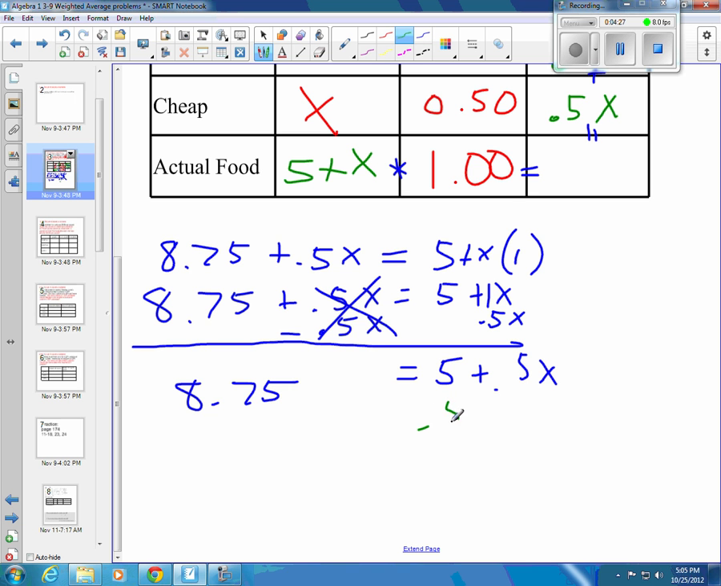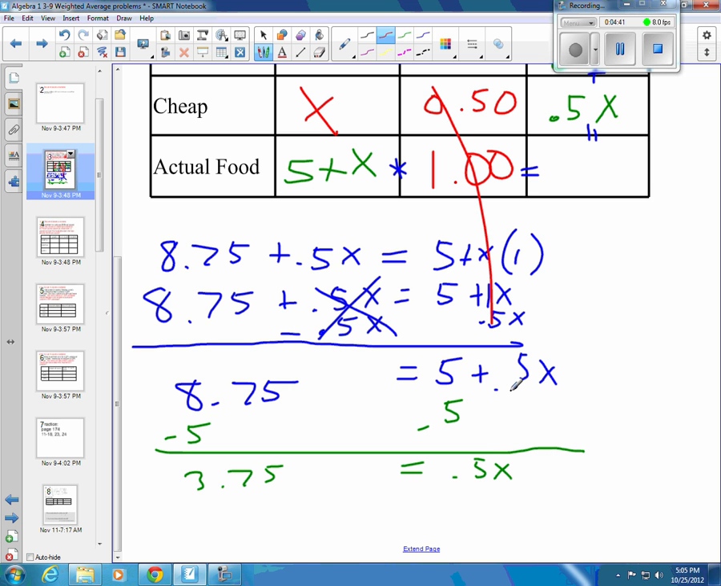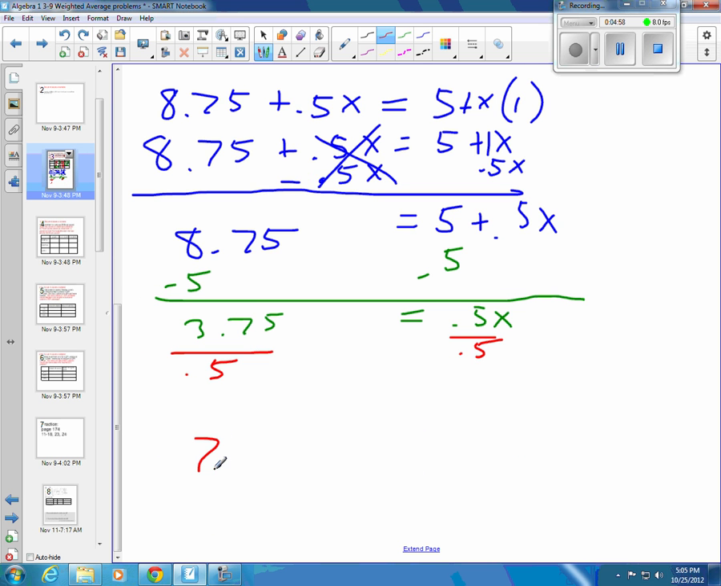Then I'm going to subtract my 5 from both sides. Make sure I line up my decimal. So that's going to be 3.75 is equal to 0.5x. And the last thing I want to do is get the x by itself. So I could divide by 0.5, because 0.5 is being multiplied by that. Whenever I divide by 0.5, I take 3.75 and divide by 0.5. I end up with 7.5 equal to x.